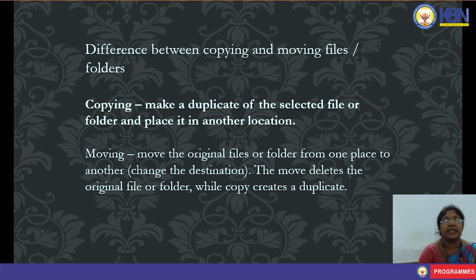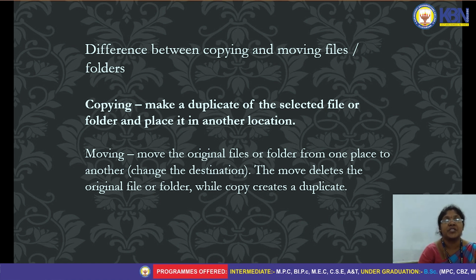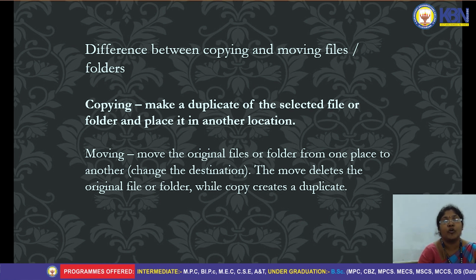First I created a document, I saved the document, I opened the document. Now I want a duplicate file of that particular content. Then what should I do? Here we have two options, a copy option and a move option. What is the difference between copy and move? Copy makes a duplicate of the selected file or folder and places it in another location. By copying a file, we get a duplicate file and the first one remains the original file.